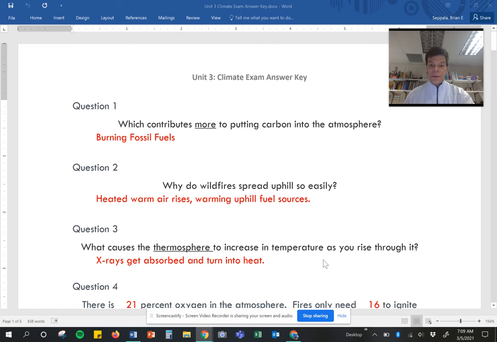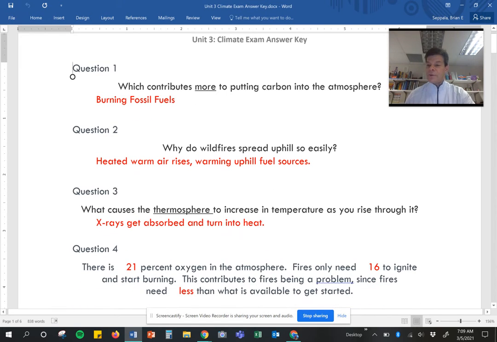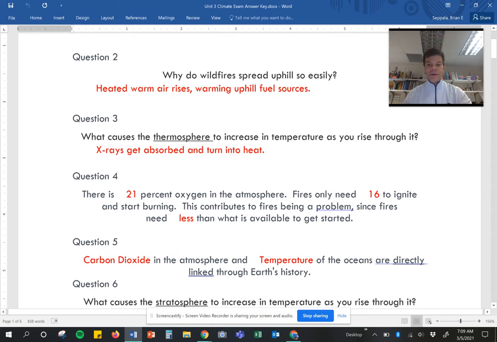So, number one, what contributes the most to putting carbon in the atmosphere? Burning fossil fuels. Number two, why do wildfires spread uphill so easily? They heat the air above them, it gets warmer, it dries out the fuel that is above them on the hill, and then the fire can creep up the hill. Number three, in the thermosphere, this one was on the back of your energy budget. This was the diagram that we did. Those X-rays get absorbed, and those X-rays are carrying energy, and they get turned into heat.